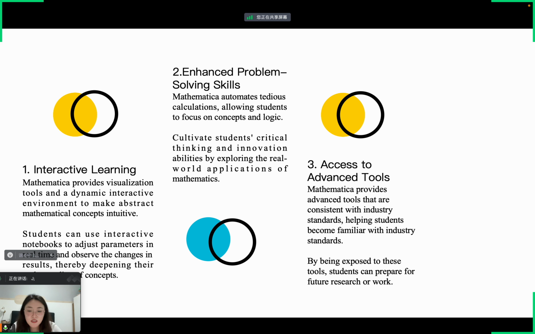For example, students in a statistics course can use Mathematica to analyze large data sets. Not only can they quickly calculate the mean and the standard deviation, but they can also graph the distribution of the data. Such an ability not only provides a foundation for academic research, but also prepares them for future research and jobs.